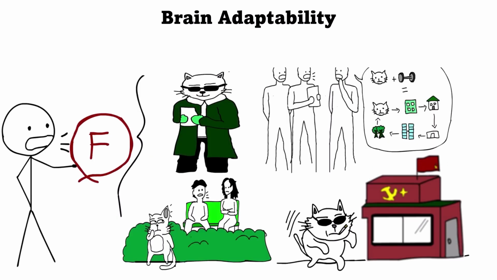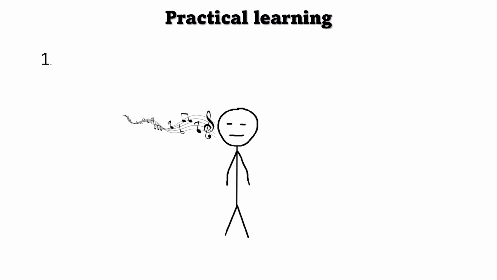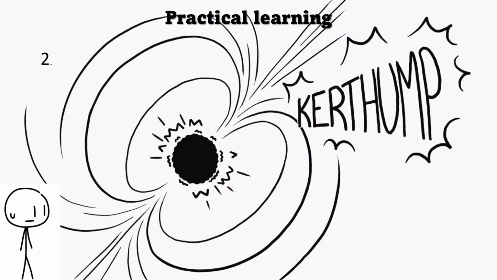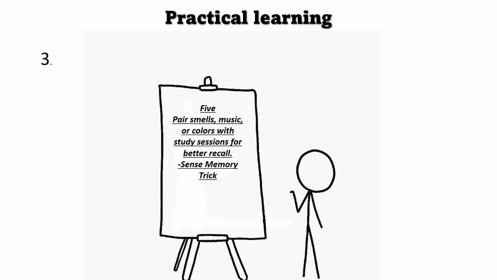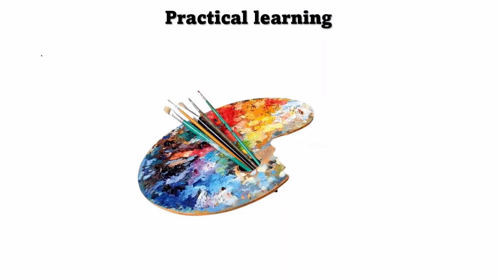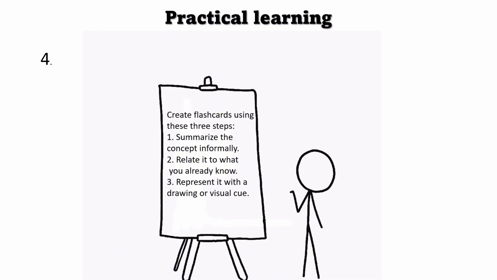Let's talk about sleep learning and neuropriming technique. Use theta wave audio before bed to absorb information effortlessly. Train focus by studying in chaotic environments, e.g., background noise, alarms, to improve concentration under distractions. 5-sense memory trick: pair smells, music, or colors with study sessions for better recall. Example, chew cinnamon gum while studying, then sniff it later to trigger memory. Create effective flashcards using 3 steps, SRR.